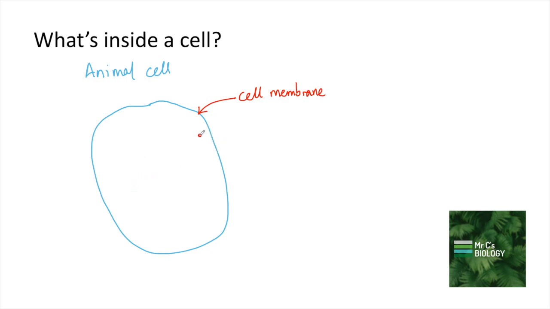Inside the cell membrane is a jelly-like substance that we call cytoplasm, and that's exactly where all the reactions take place in the cell. If there's a reaction happening in the cell, most likely it's going to happen in the cytoplasm. Now, we've got some structures inside our animal cell that we need to know about.